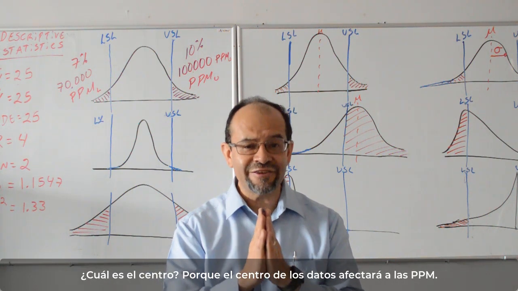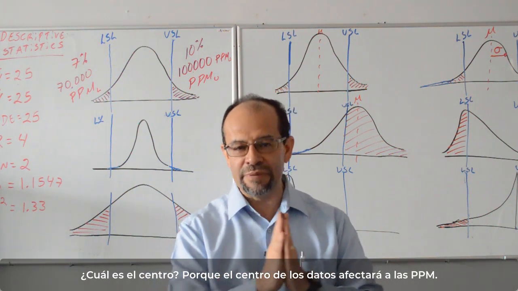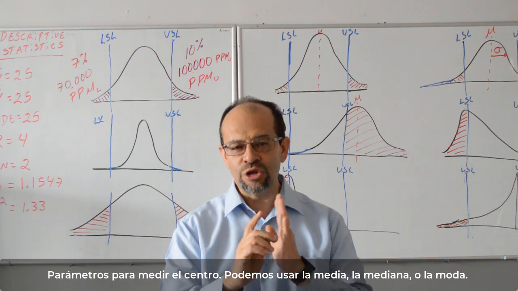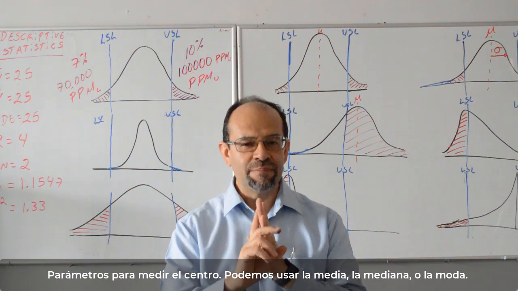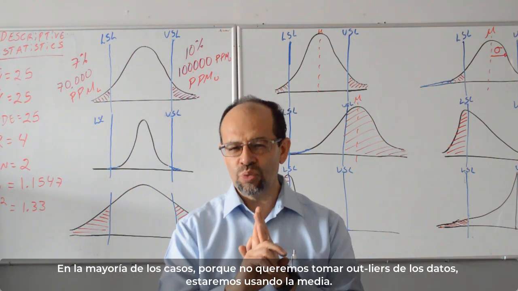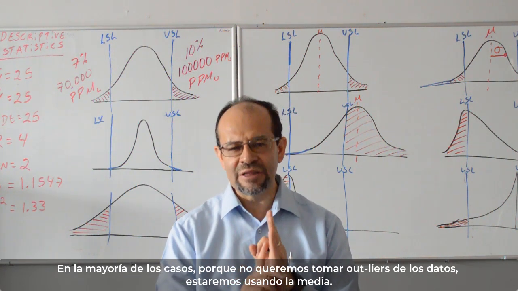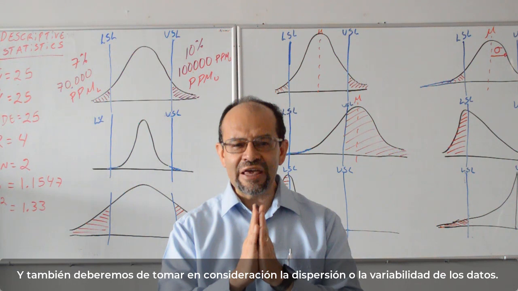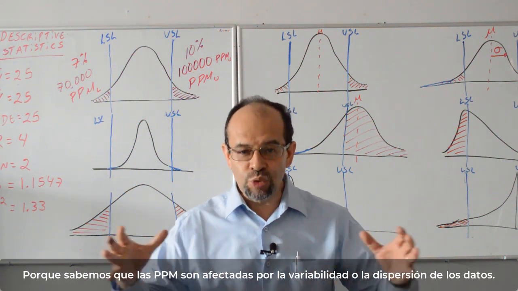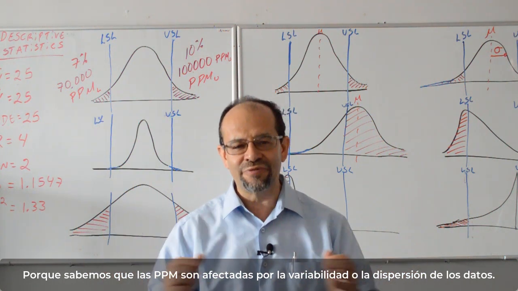Some key parameters of the data that we have to take into consideration when calculating the probabilities. Well, where is the center? Because the center of the data is affecting the PPMs. To measure the center, we can use the mean, the median, or the mode. In most of the cases, because we don't want to take outliers as part of the data, we will be using the mean. And also we have to take into consideration the spread or the variability of the data, because we observe that the PPMs are affected by the variability or the spread of the data.